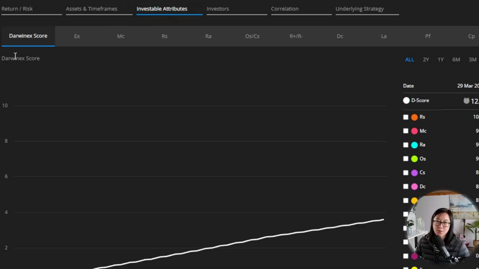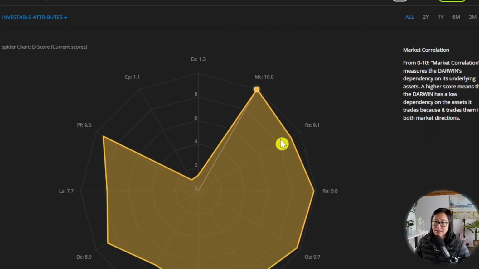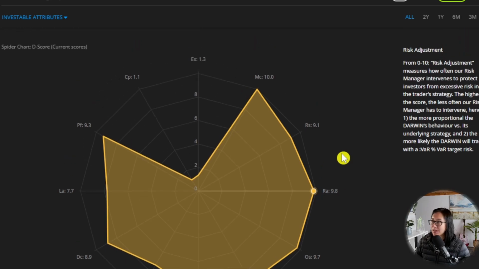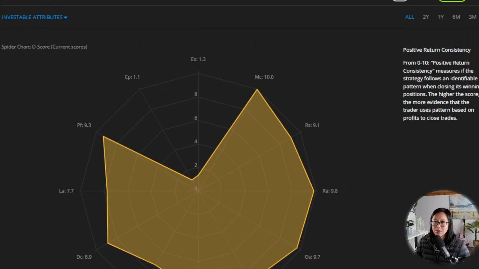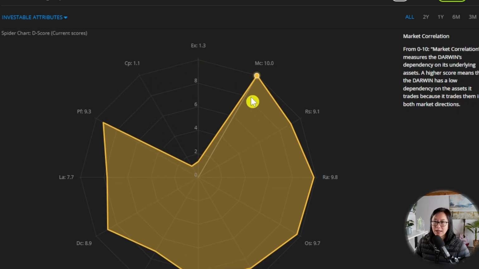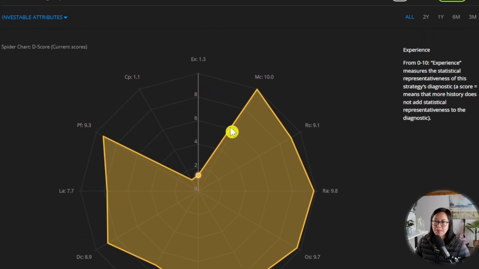Under investable attributes in the Darwinex score, there is a nice pretty little graph that shows you exactly what your trading looks like, and you can see most of it is looking okay. And as I mentioned before, my capacity and experience is not looking great. With time, my experience will get better. Capacity is not something that I can achieve right now with my current expert advisor, but as I chop and change and find more expert advisors, potentially my capacity will increase.